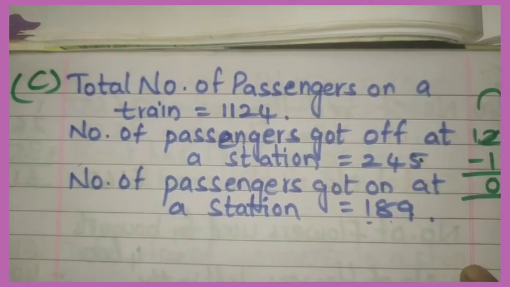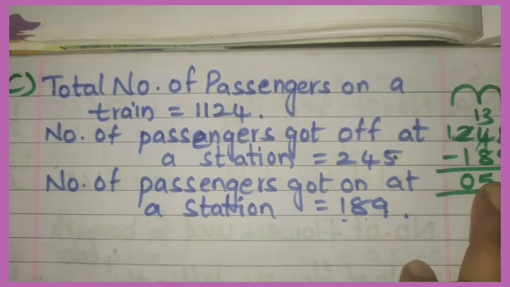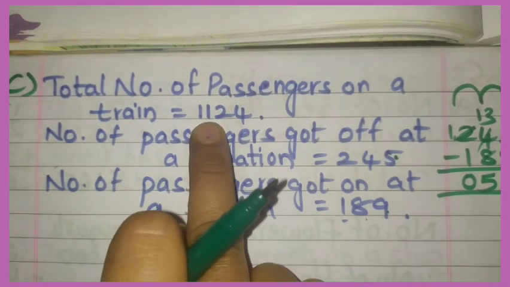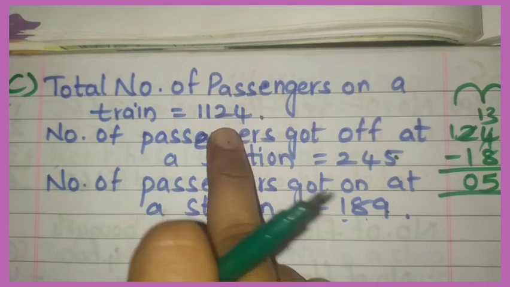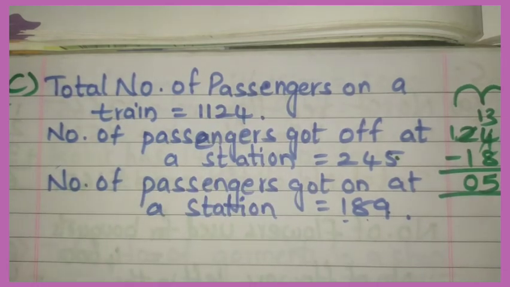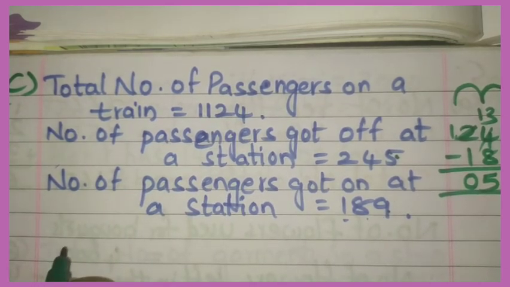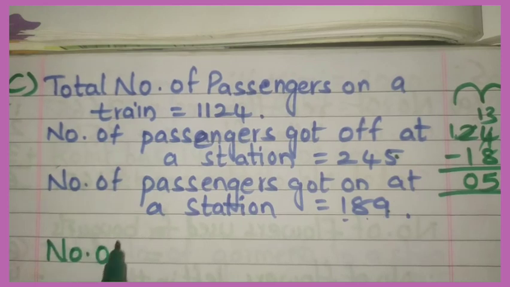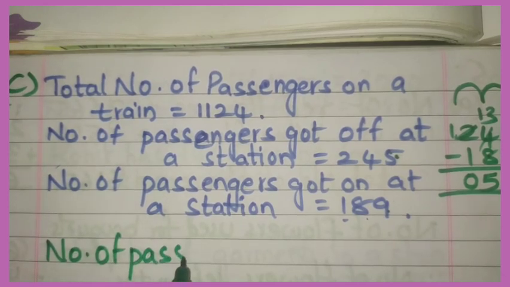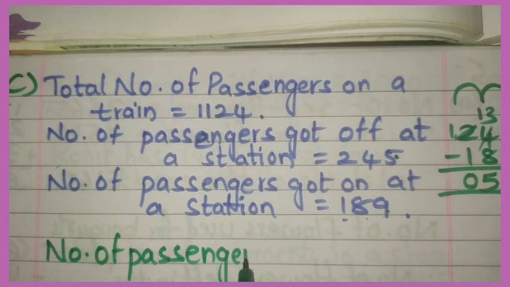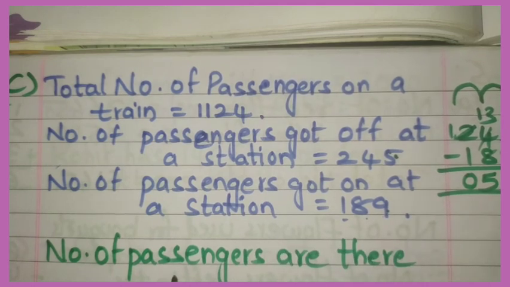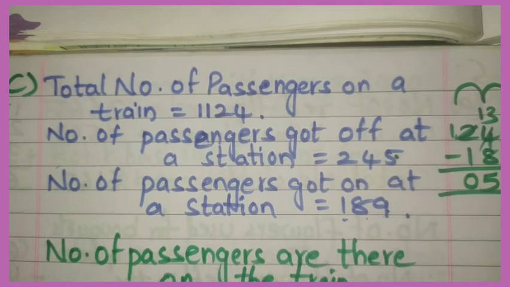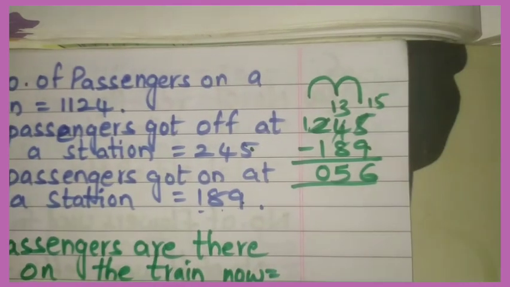Okay. Now we have to subtract these 56 from 1124. Then we will get the number of passengers that are there on the train now. Right. Number of passengers are there on the train. Subtract.